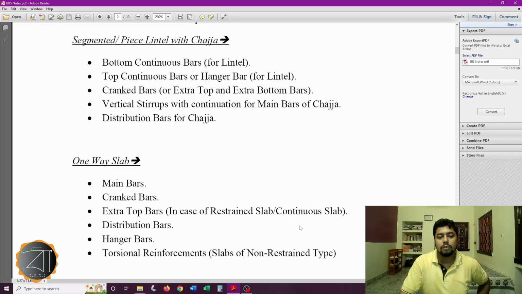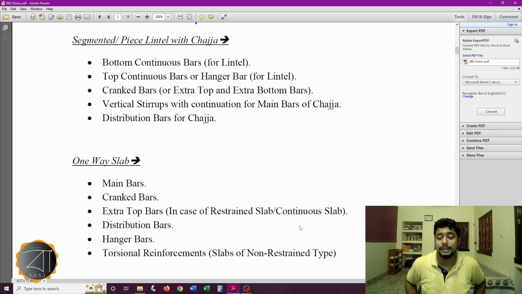Now comes the one-way slab. For one-way slab, we are using main bars, crank bars, and extra top bars if needed in case of the restraint slab and continuous slab. Otherwise, if the slab is simply supported on its four sides, only a single isolated panel, then the end moments or the negative moments will be very less, so there will be no need of providing the extra top bars. But in case of the restraint slab or continuous slab, it may be needed.